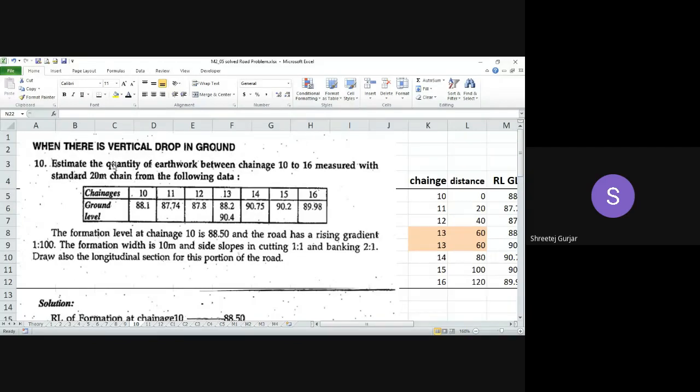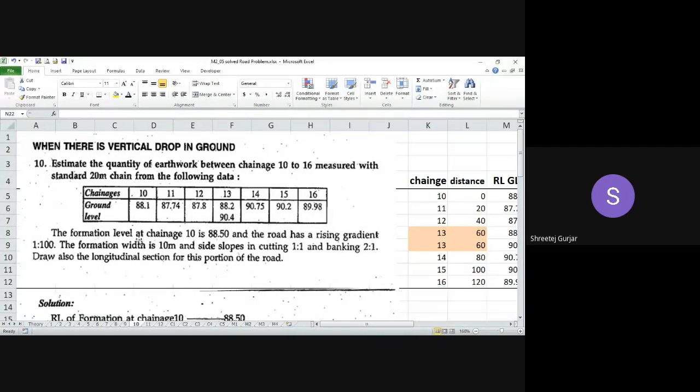Okay, so what you have to do in this numerical is estimate the earthwork between chainage number 10 and 16, measured with a 20-meter chain, meaning each of these chainages is 20 meters. So 0, 20, 40, 60, going on up to 16th. So this is your chainage, and then this is your ground level.